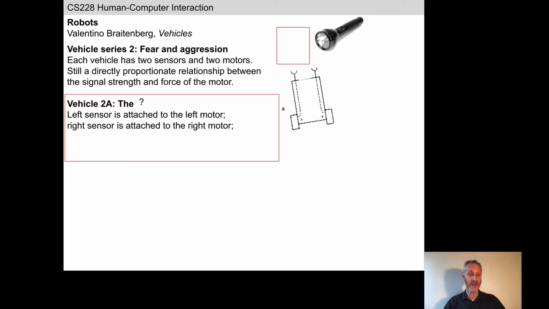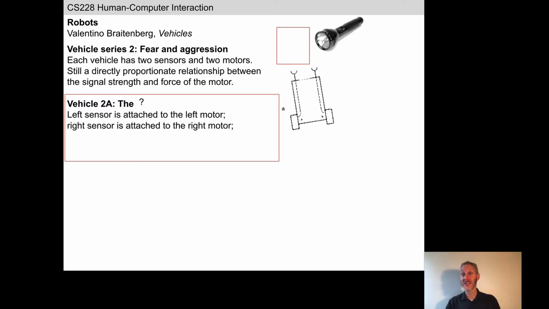If you have an idea, go ahead and type it into chat. The way to think about this is if the robot is moving further away from the light, think about what change is occurring at the sensors. And given that change at the sensors, what change is happening to the motors and therefore the wheels and the speed at which the wheels spin, which affects the behavior of the robot. What happens is the robot turns away from the light source.